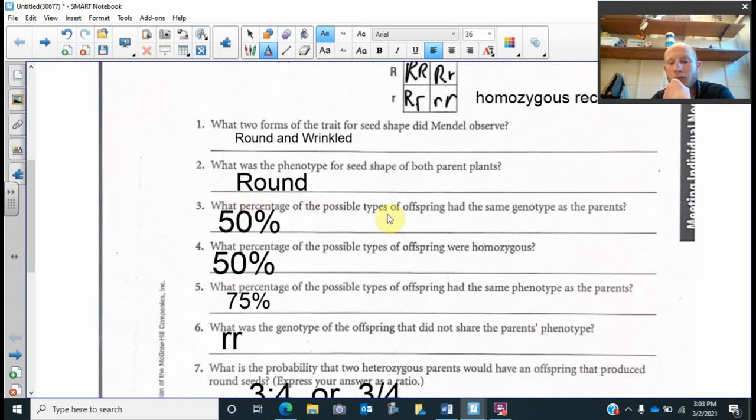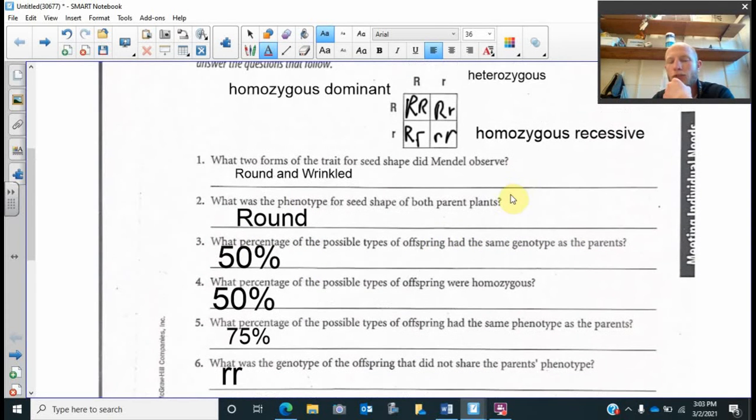What's the percentage of possible types of offspring that had the same genotype as the parent? So if you guys remember, the genotype is the allele combination or what we cannot see. So this big R, little r of the parent, that's a genotype. This big R, little r, that's a genotype. That's the combination of alleles. So it's saying what's the percentage of possible types of offspring that have the same genotype as the parent?